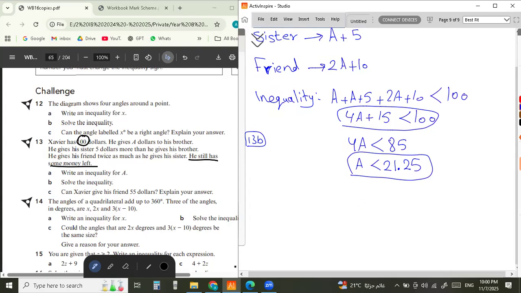They're saying to you here, can Xavier give his friend $55? Explain your answer. The friend is what? 2A plus 10. That's 13C. That's what they're saying to you, his friend. He gives his friend 2A plus 10.